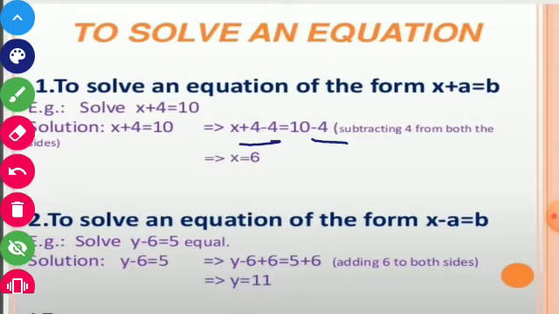Same way, x minus 6 is equal to 5. Over here it is minus 6. To remove this minus 6, I am adding 6. So minus 6 and plus 6 becomes 0, and 5 plus 6 gives you 11.